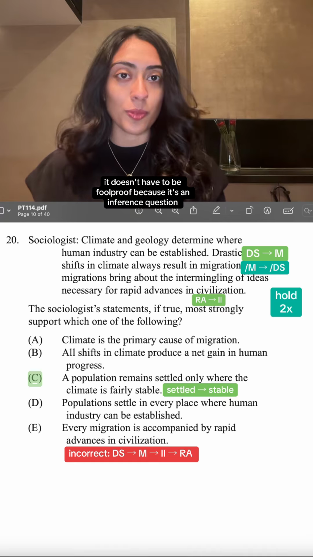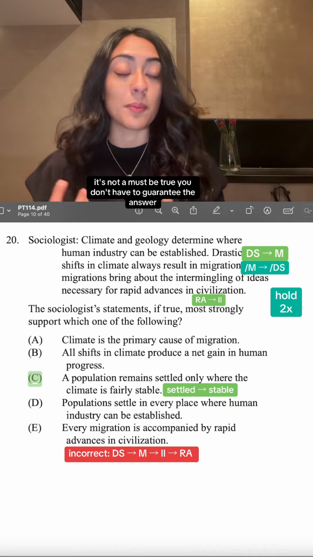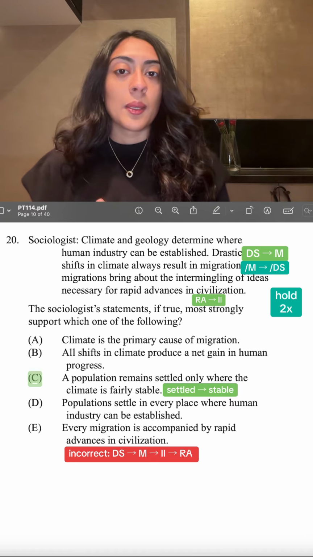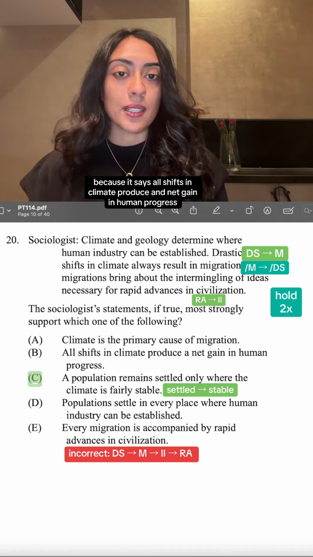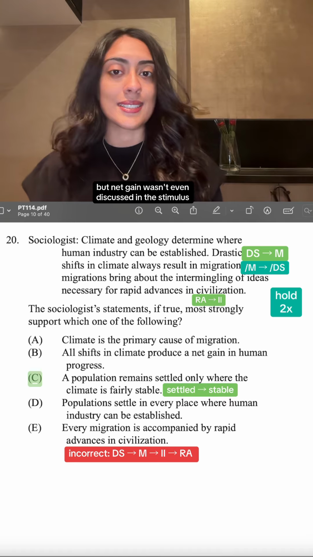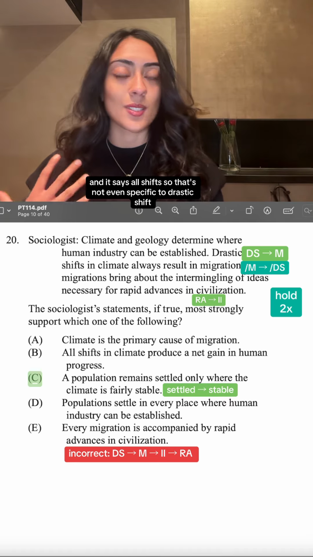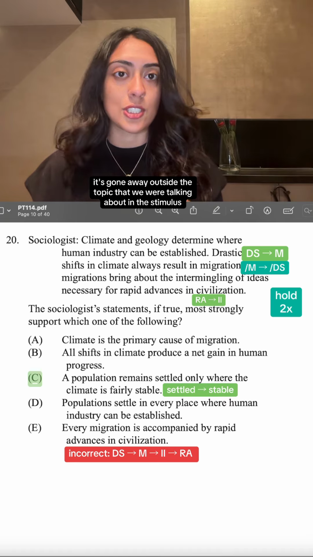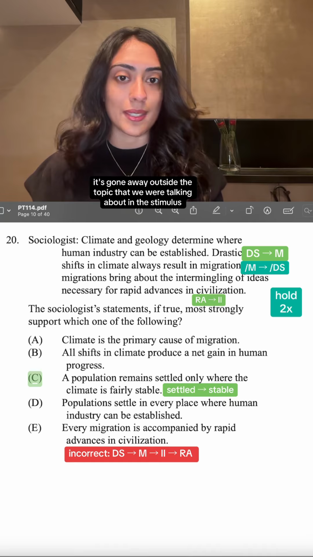It doesn't have to be foolproof because it's an inference question. It's not a must be true. You don't have to guarantee the answer. It just has to be close enough. B is wrong because it says all shifts in climate produce a net gain in human progress, but net gain wasn't even discussed in the stimulus, and it says all shifts. So that's not even specific to drastic shifts. It's gone way outside the topic that we were talking about in the stimulus.